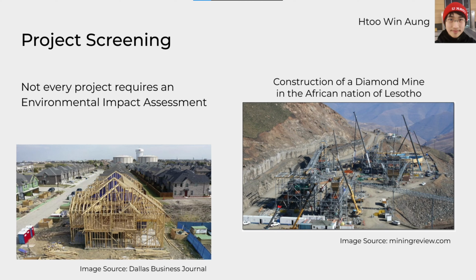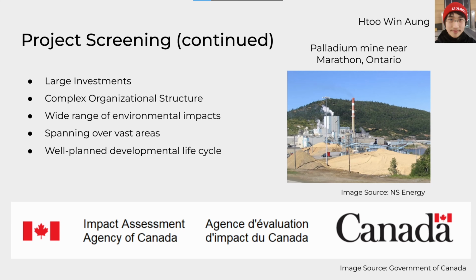One would be that you know it when you see it. Building a new house in the suburbs may or may not need an EIA, but constructing a new diamond mine would most certainly require one. Major projects that need an EIA also tend to share a lot of similarities. They consist of features like large investments in the form of capital, a complex organizational structure, a wide range of environmental impacts, often spanning over vast areas, and a well-planned developmental life cycle.